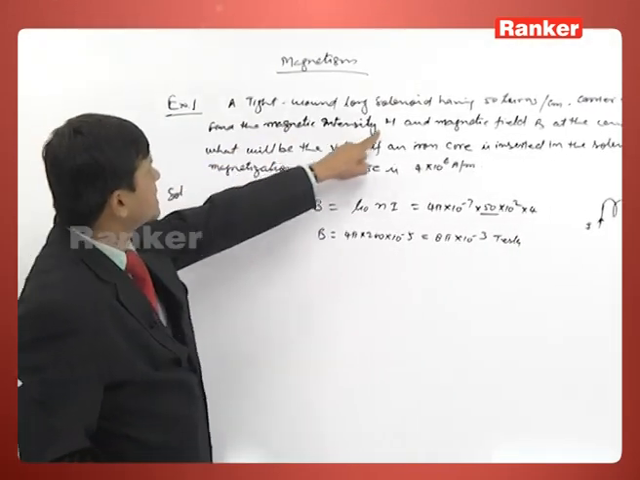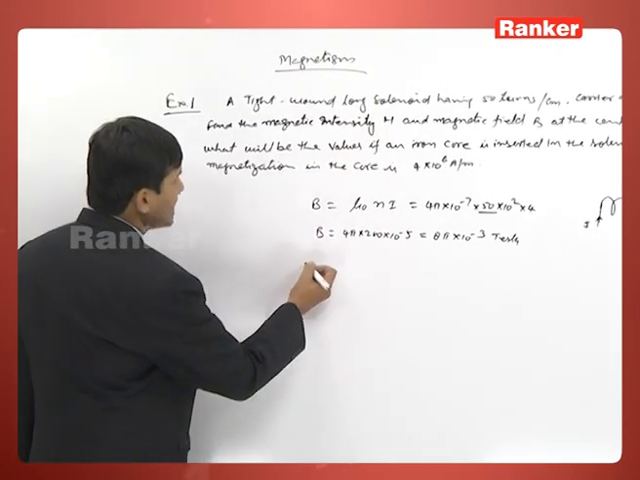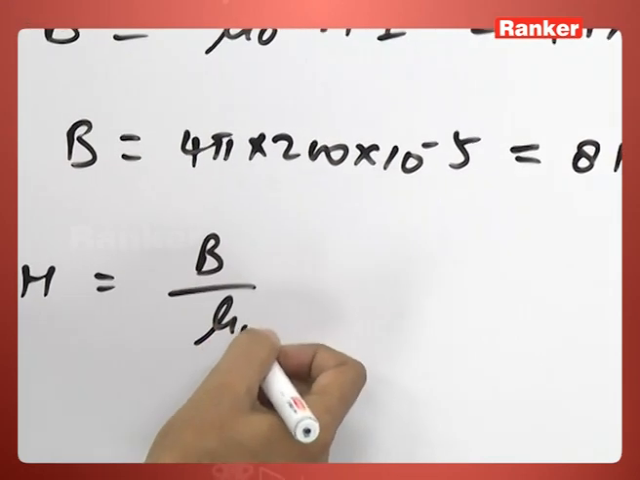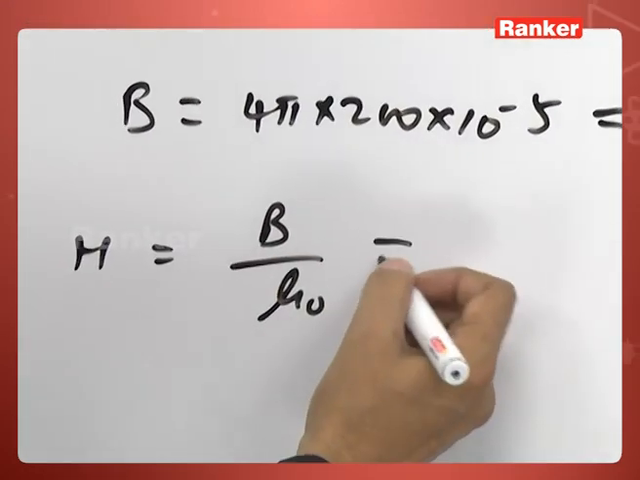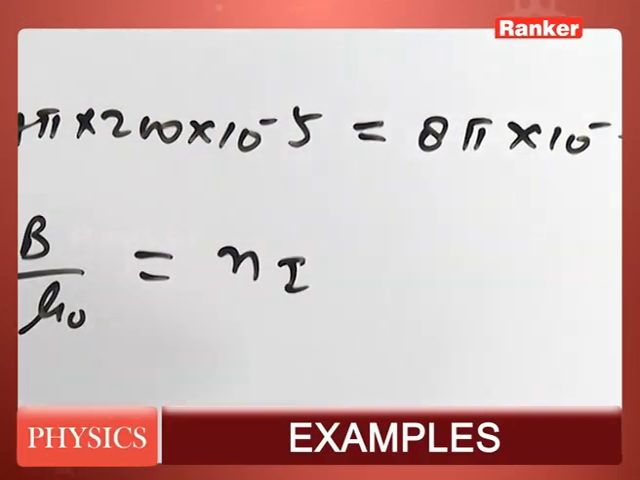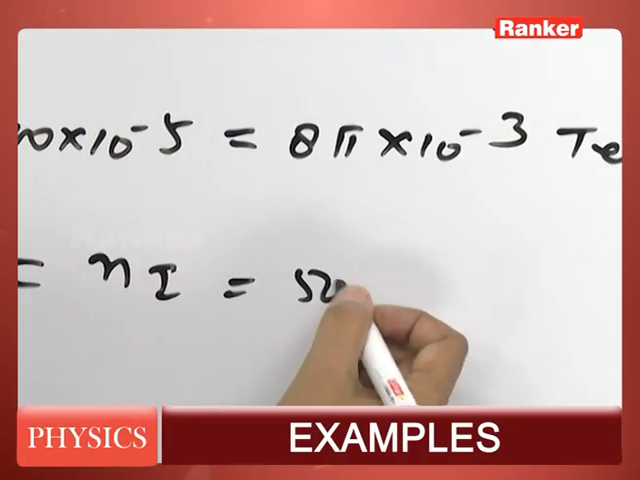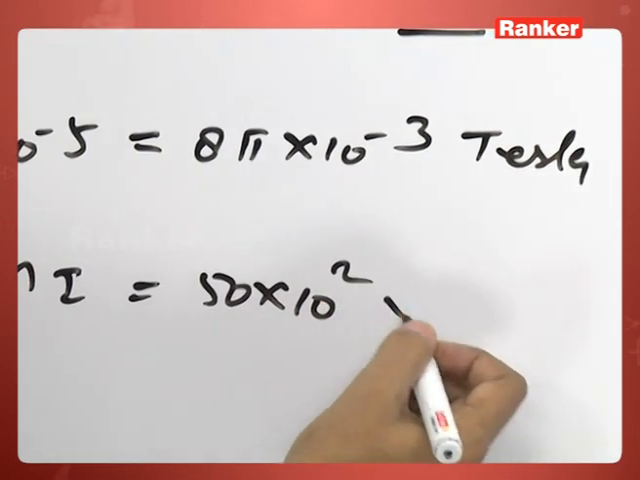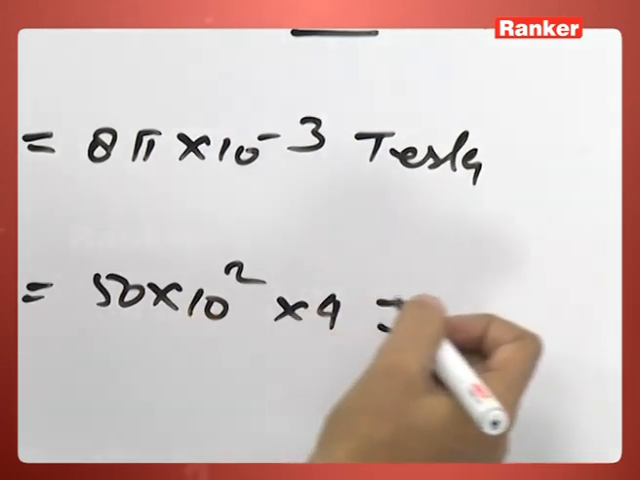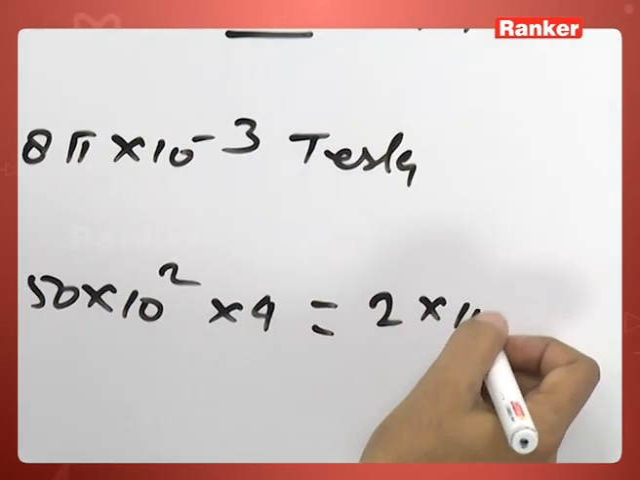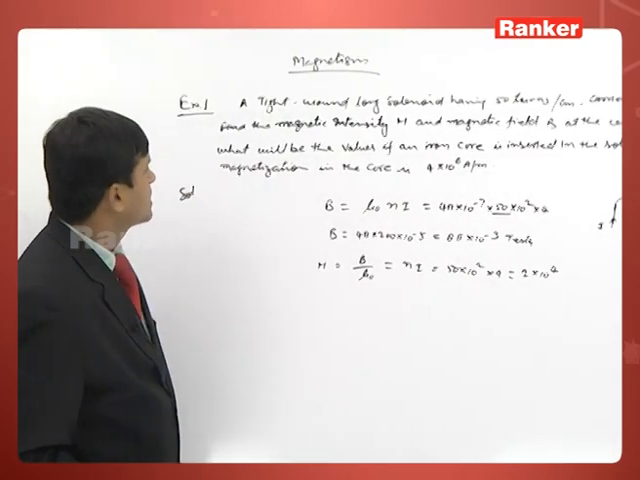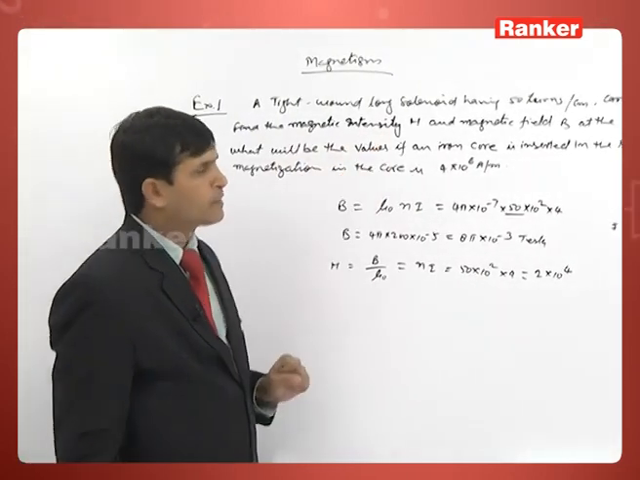Now then they are asking H. As H has been defined as B by mu naught, which is nothing but N into I, and the value of N into I is 50 into 4, so this becomes 2 into 10 to the power 4. This is the value of H. This is the answer of the first part of the problem.